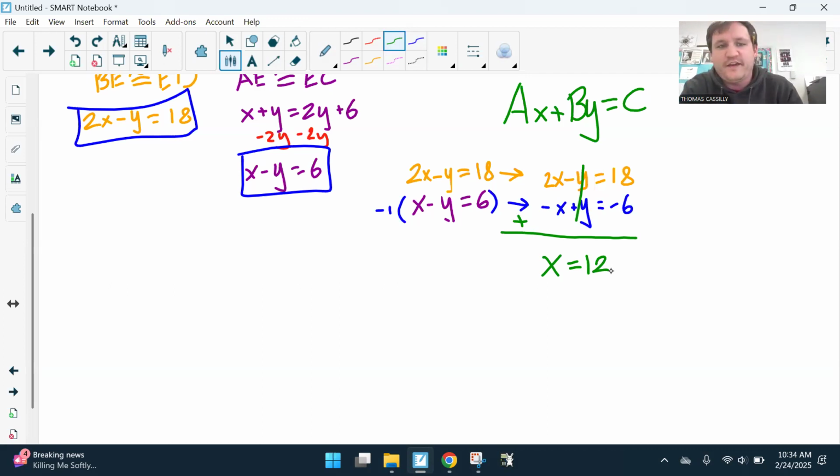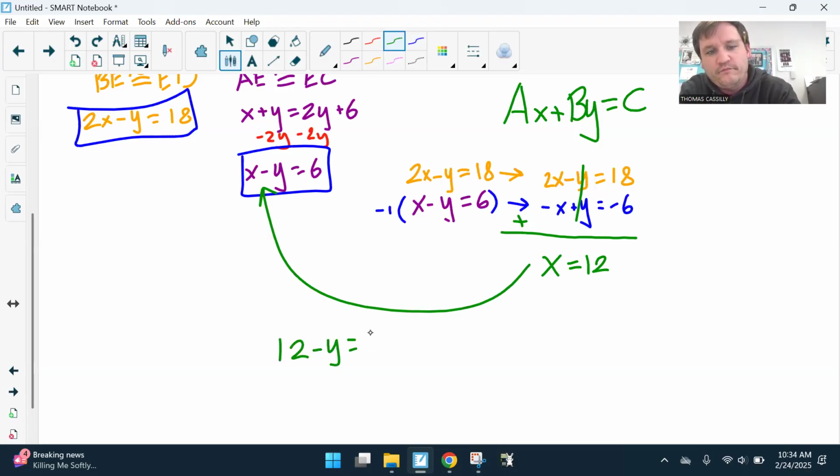Since x equals 12, let's plug it back in here. I got 12 minus y equals 6. Therefore, I get negative y equals -6. Subtract 12 on both sides. Divide both sides by -1, and I got y equals 6. All right, and that one's done.